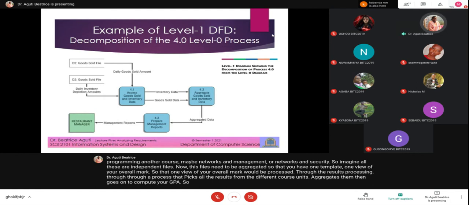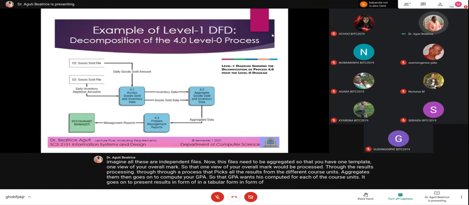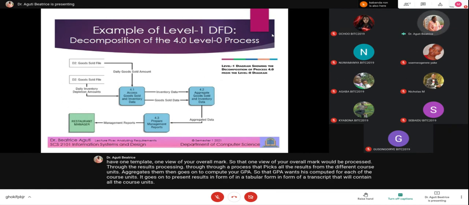So that GPA, once it's computed for each of the course units, goes on to present results in tabular form, in the form of a transcript that will contain all the course units, the final mark, the GPA, and the cumulative grade point average for a specific student.